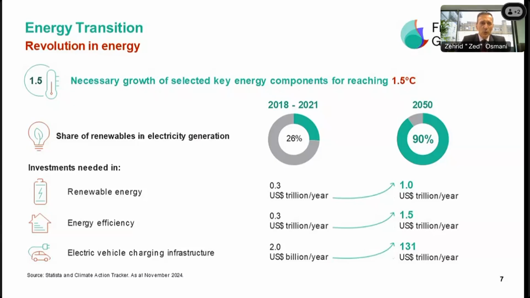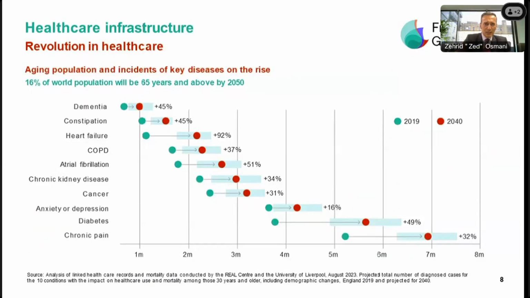And electric vehicle infrastructure, currently $2 billion gets spent on that. That needs to go to $131 billion. There's a typo there. It's $131 billion per annum. So you can see the sizable increase in investment needs, which creates the opportunity for investors. And for us, there are ways that we capture those. We're going to go back to some stock examples later on.